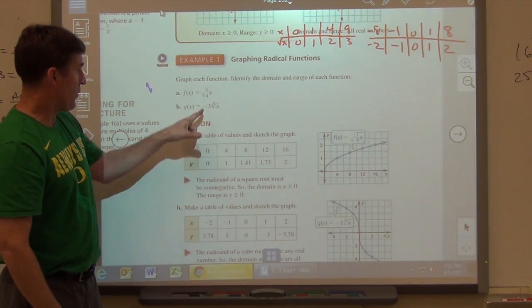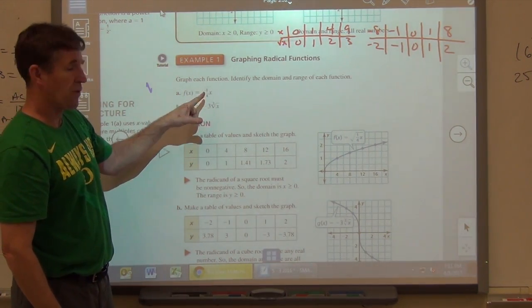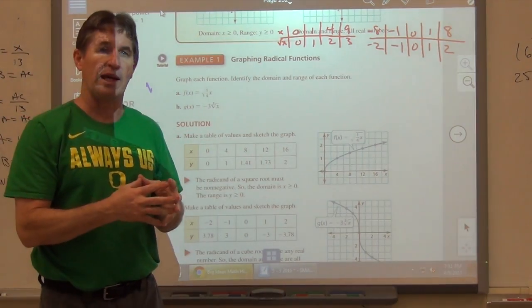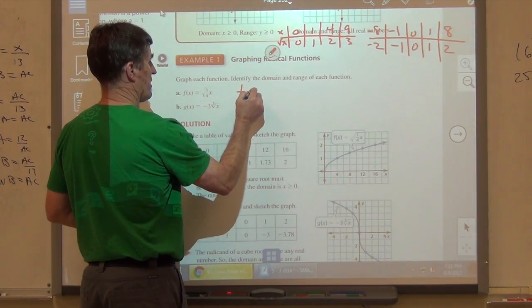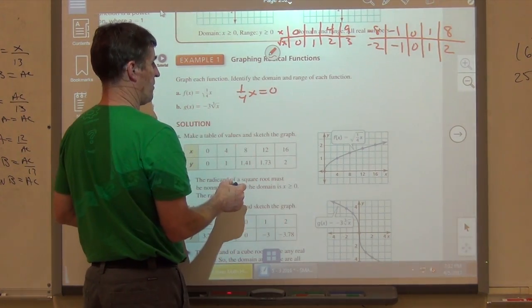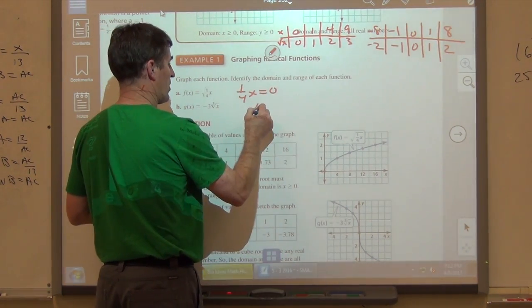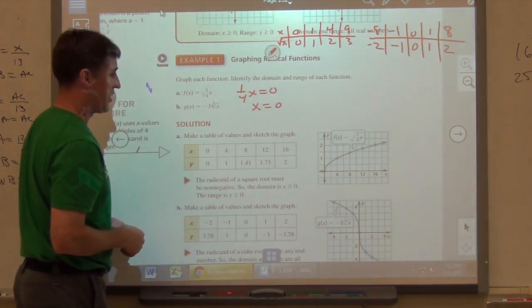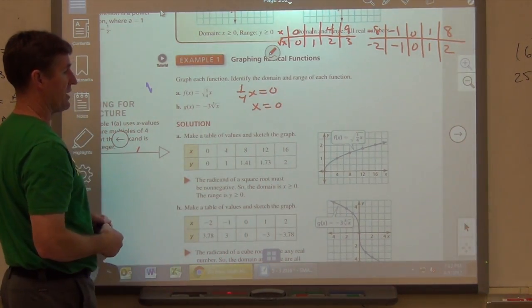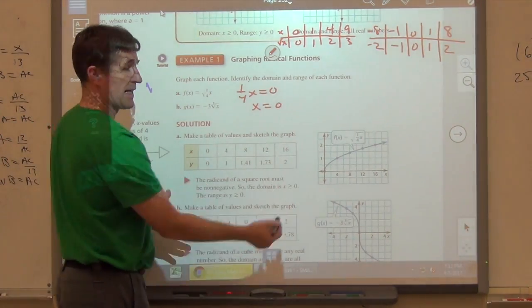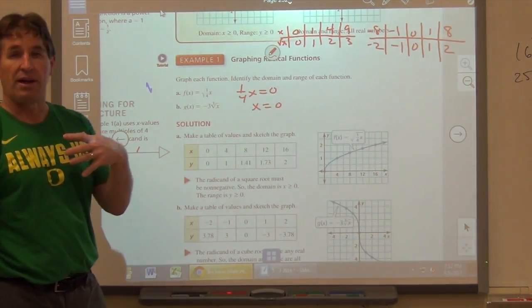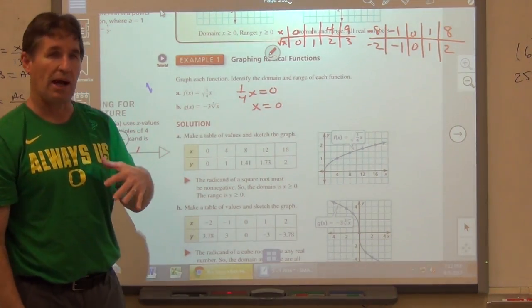You always want to start with what makes what's inside the square root 0, because again, you can't do negative numbers. So you could just set 1/4 x equal to 0 and multiply by 4 and get x equals 0. So that would be our starting point. So when you put in 0, you get out 0. Then they put in 4, 8, 12, and 16. You can see you get decimals here. I try and avoid the decimals so I can do it without a calculator.